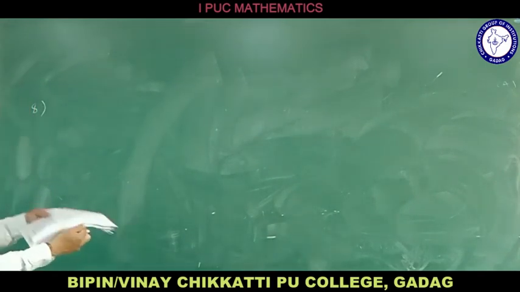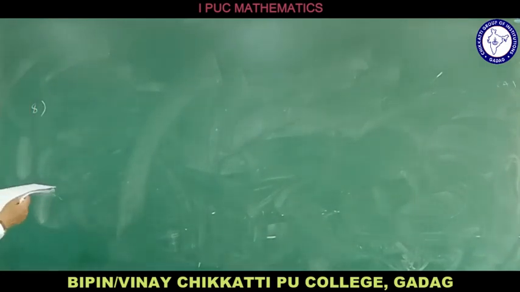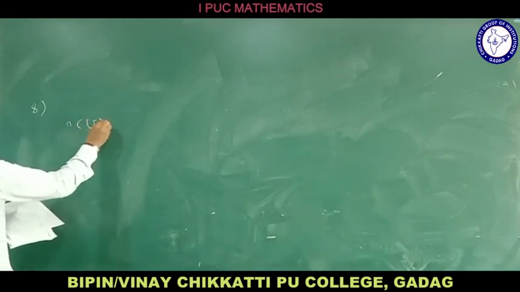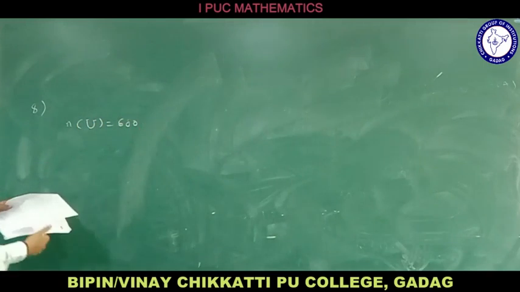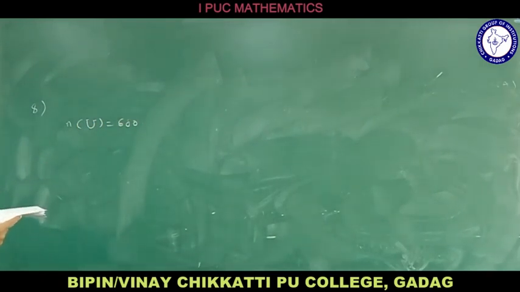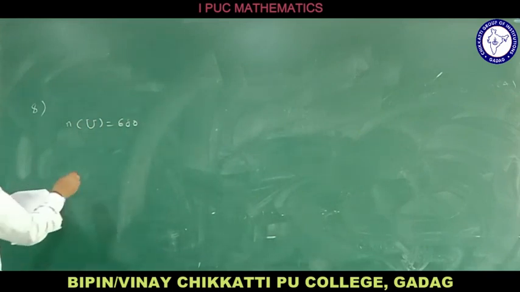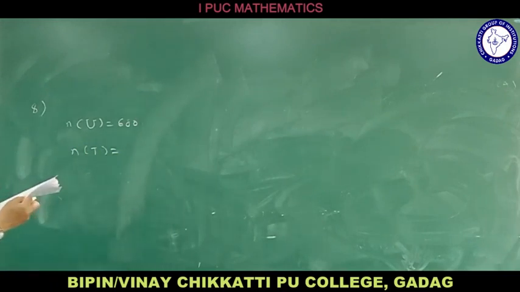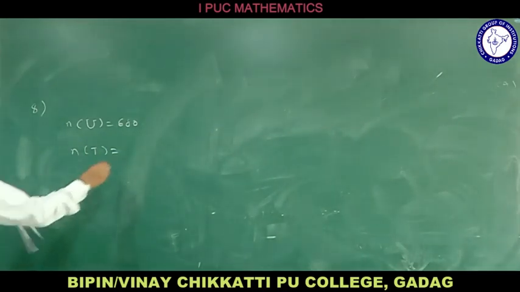Here you have to write the question, how many students are taking both coffee and tea. And what is the total strength here? N of U. What is the strength of the school? 600, the total number of students. Now you have to see how many students take tea. In a survey of 600 students in a school, 150 students like tea, so n of T is 150.